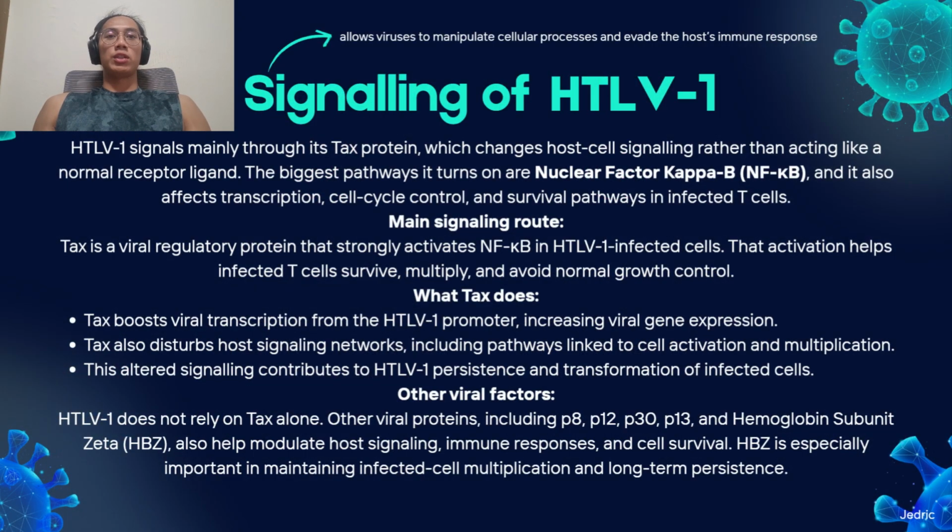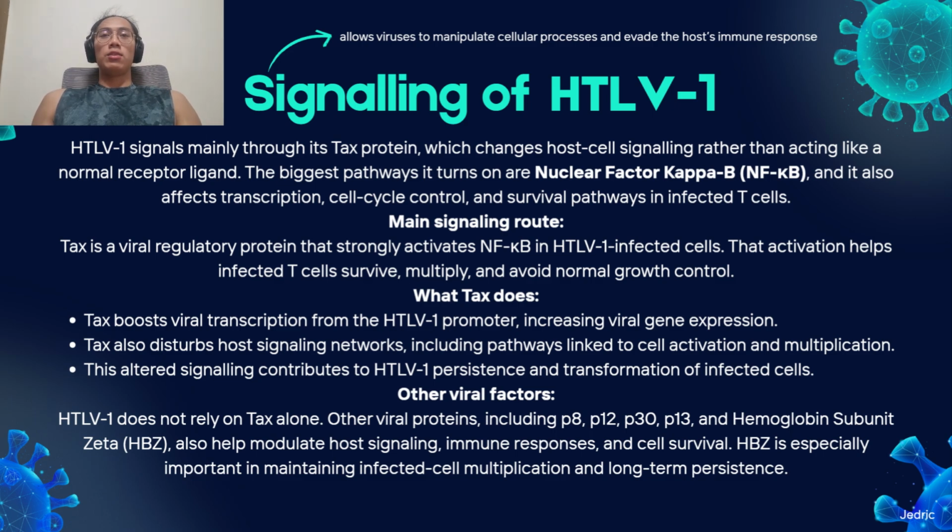HTLV1 mainly affects host cell signaling through a viral protein called Tax. Tax activates important pathways such as NF-kappa B, which helps infected T cells survive, multiply, and avoid normal growth control. Tax also increases viral gene expression and disrupts normal signaling pathways linked to cell activation and multiplication.